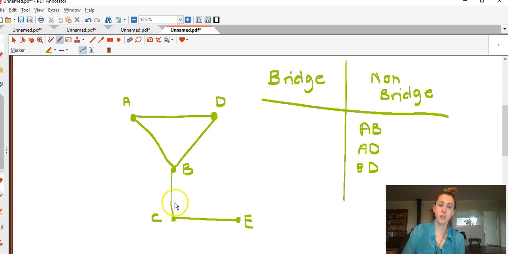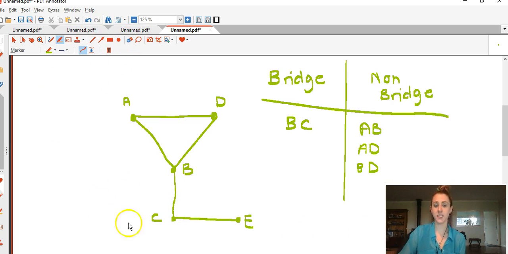Okay, so the next move that I'm going to make is I'm going to take out this BC. What happens when I take out the BC is that I now have a non-connected graph because I can't get from E to A or A to E or even B to C because that edge is no longer there. So that B to C edge was in fact a bridge. Okay, so putting that back in.